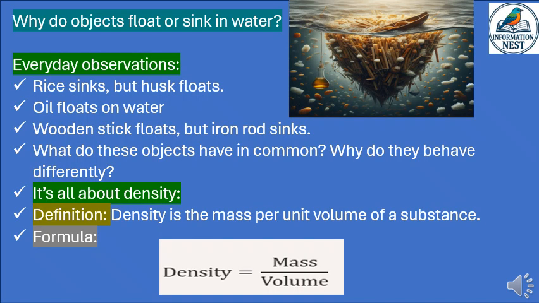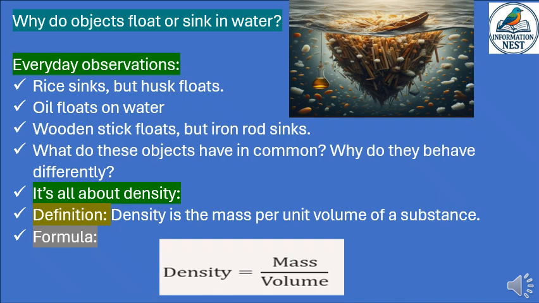So, husk floats because it's light and airy. Rice sinks because it's denser. Oil floats because it's less dense than water. Iron rod sinks because it's way denser. Wood floats because its structure traps air, making it less dense. Think of water as a bouncer at a party. If you're light and relaxed, you get floating. If you're heavy and intense, you sink to the bottom.